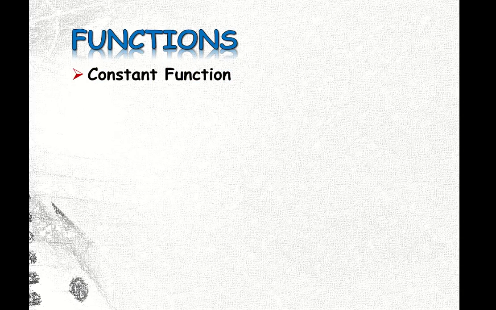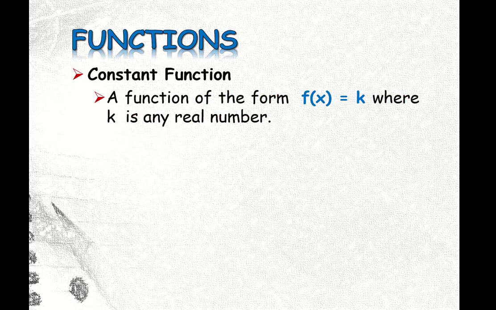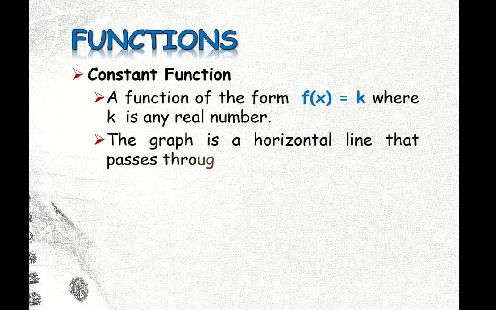Now the next kind of function is called constant function. So what does it mean, constant function? A function of the form f of x equal to k, where k is any real number. The graph is a horizontal line that passes through the constant k.